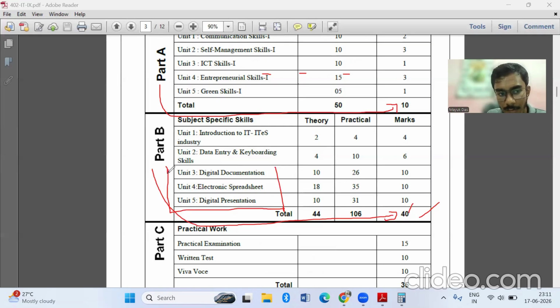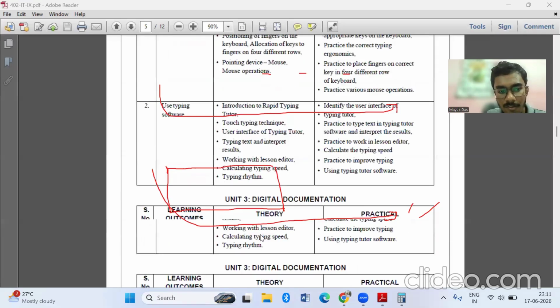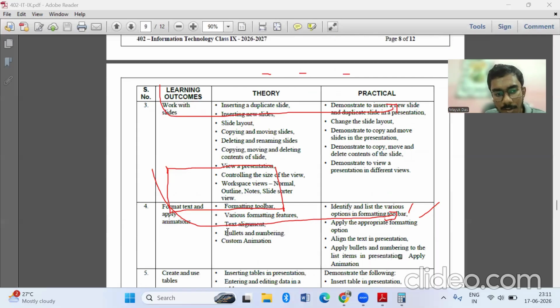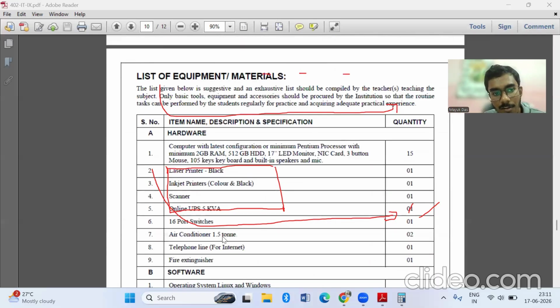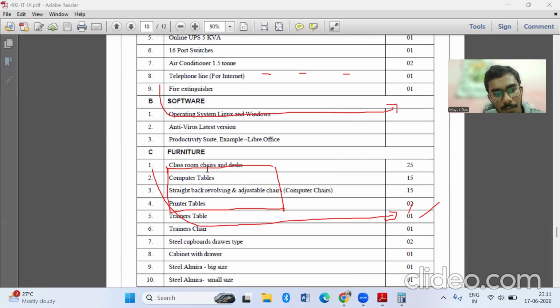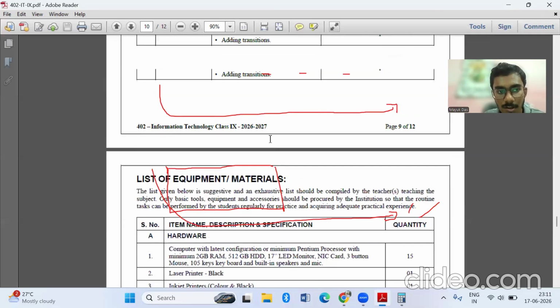Digital documentation, where we will deal with basically OpenOffice or LibreOffice. Okay, LibreOffice document, and then electronic spreadsheet, digital presentation. I have not seen whether they have prescribed LibreOffice or Microsoft Office, but during our time it was LibreOffice. Yes, they have mentioned LibreOffice as an example. So LibreOffice is very much needed.